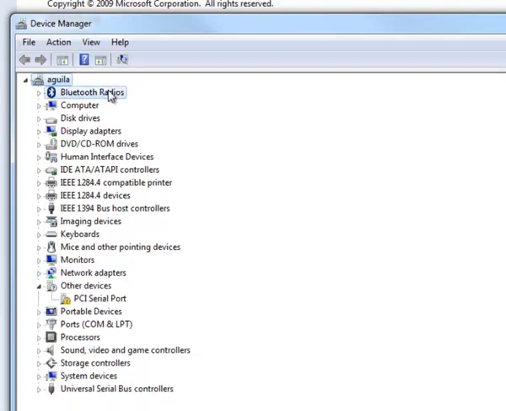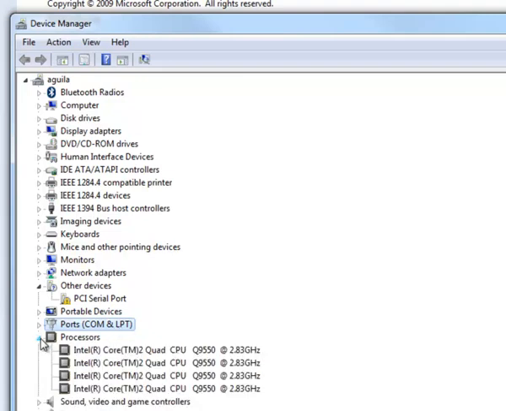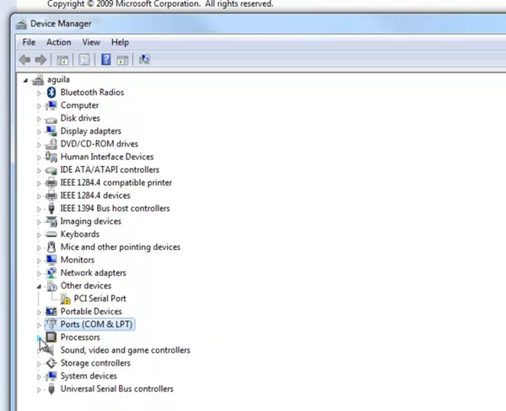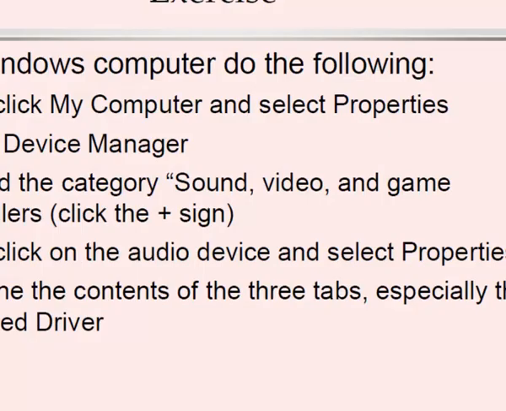So note some of the types here. We've got Bluetooth radios, we've got display adapters, we've got DVD and CD-ROM devices, we've got imaging devices, keyboards, mice, old-fashioned I/O ports, COM ports, and LPTs. We've got the processors themselves. I've got a quad-core processor on my machine, sound, video, game controllers, storage, so on. So we've got them basically listed here by type.